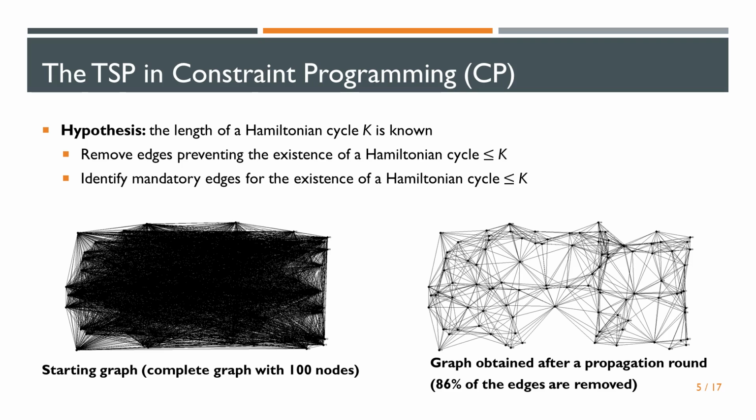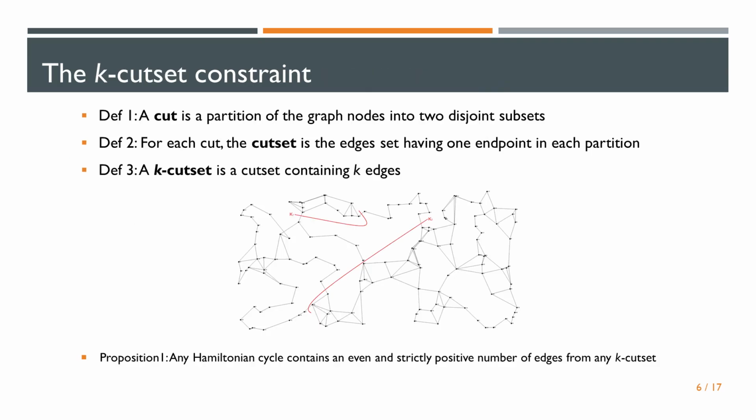For instance, the left graph is a complete graph with 100 nodes. After a propagation round, 86% of edges are removed, so it greatly reduces the search space and therefore it reduces the computation times. In addition to cost-based constraints, 2 years ago in CP, we introduced the k-cutset constraint.